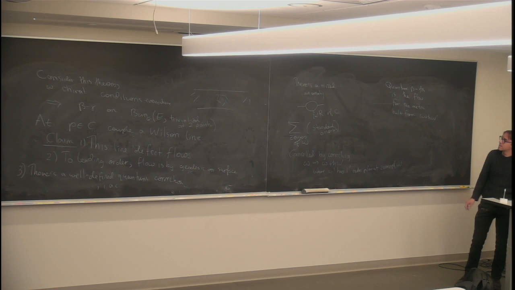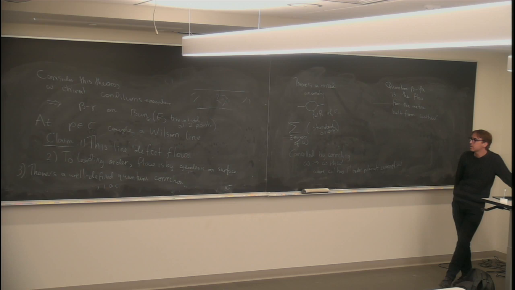Can you describe this beta function again a little more explicitly? Is this a one loop statement? I believe this is all order. Oh, because it's controlled by the anomaly. Yes, and the anomaly is. Because it's the anomaly. Okay.